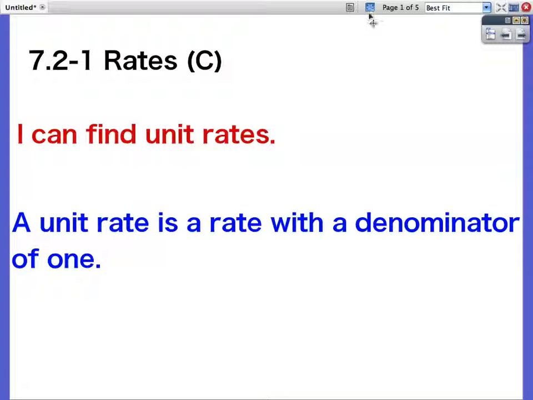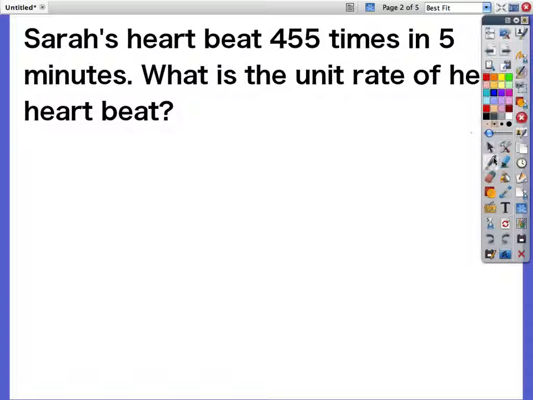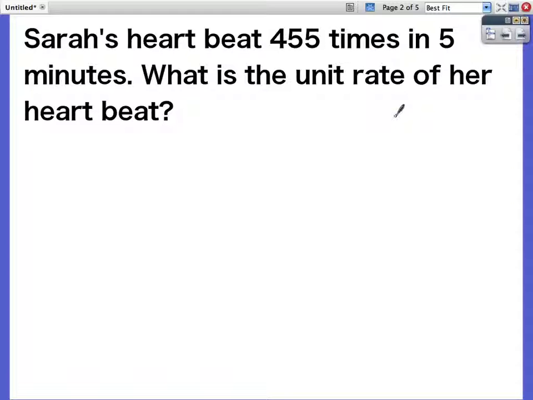For example, let me go over our first problem here. This problem reads, Sarah's heart beat 455 times in 5 minutes. What is the unit rate of her heartbeat? Okay, so I'm going to write that out. 455 beats in 5 minutes.